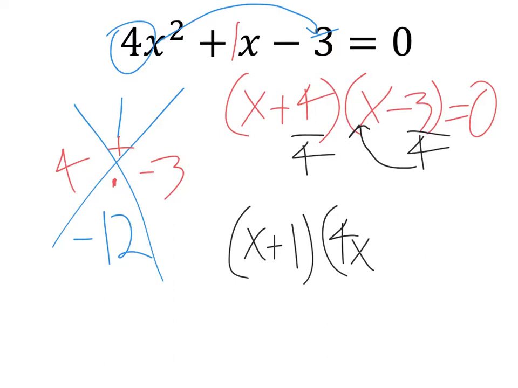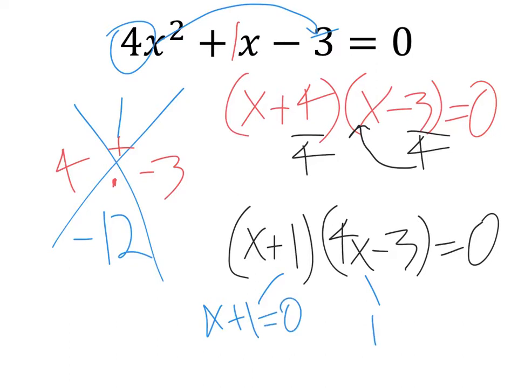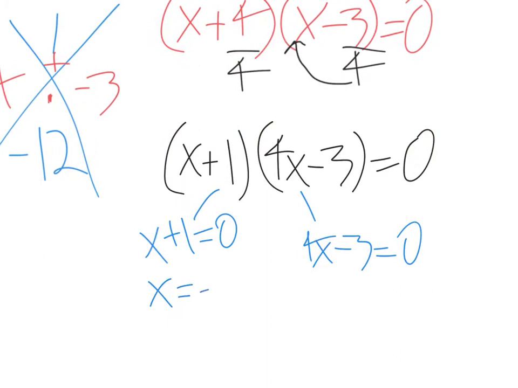So you have 4x minus 3 equals 0. And so you take these two and set them equal to 0. x plus 1 equals 0, and 4x minus 3 equals 0. So on this one, you get x equals -1. On this one, you're going to get x equals 3 over 4.